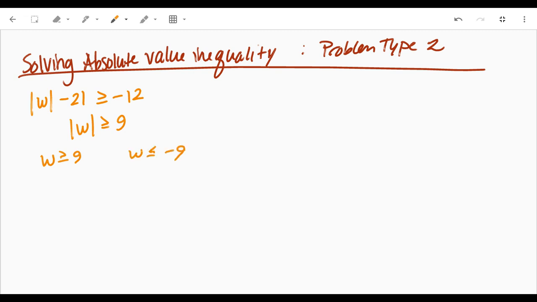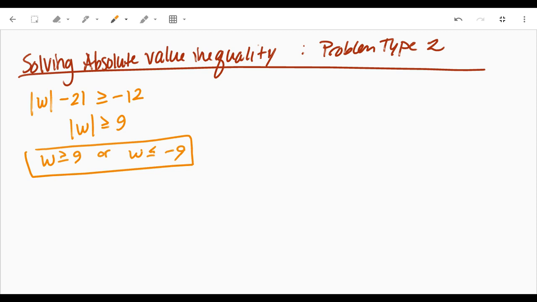And sometimes you have a question, is it and or is it or? Well, there's no possible way for it to be greater than 9 and less than negative 9, so it's got to be or. So there we go. And again, you can plug in some numbers there and see if it works.